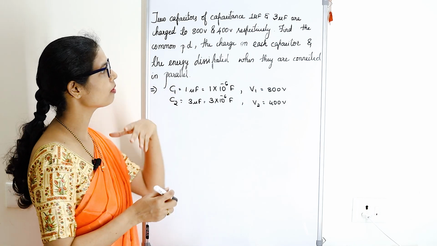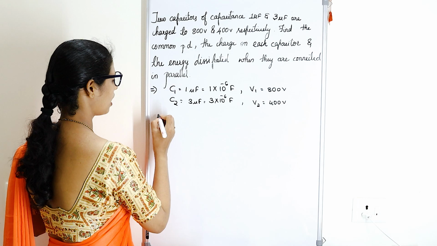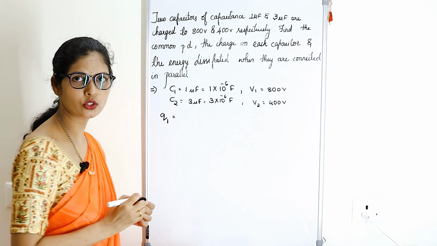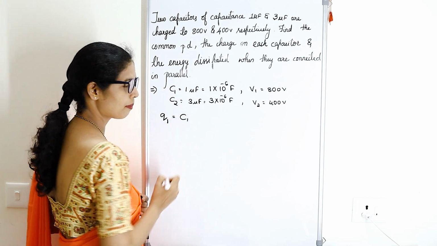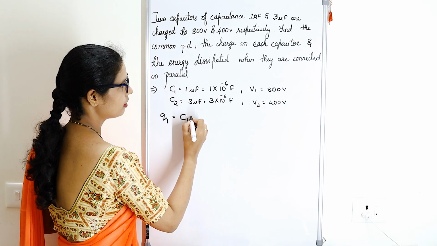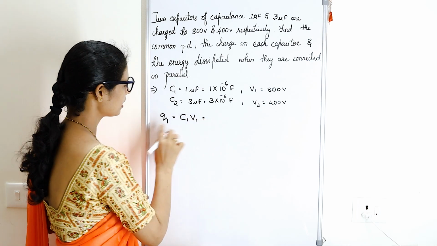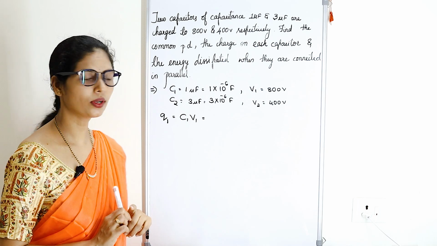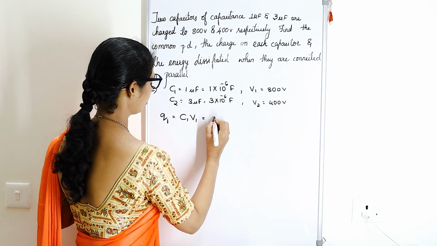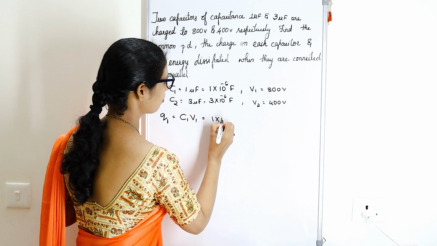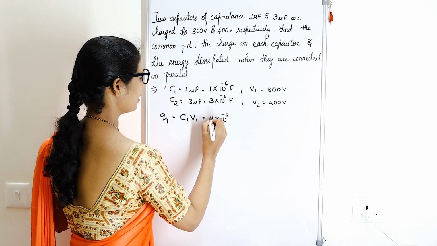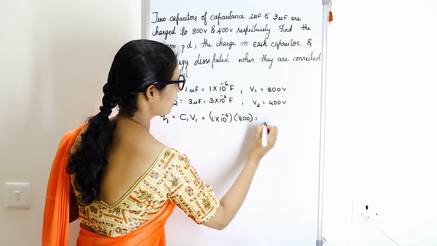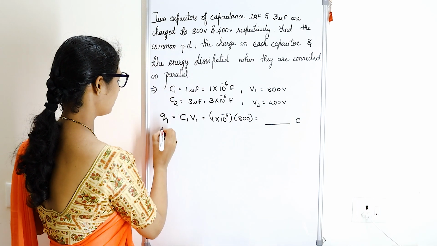So let's find out the charges before parallel connection. I'll take it as Q1. Q1 equals capacitance times the potential difference. This gives you the value of charge before you connect it in parallel. So Q1 is C1 V1, that is 1 into 10 to the power of minus 6 and then V, that is 800. Calculate and get the value for the first charge.